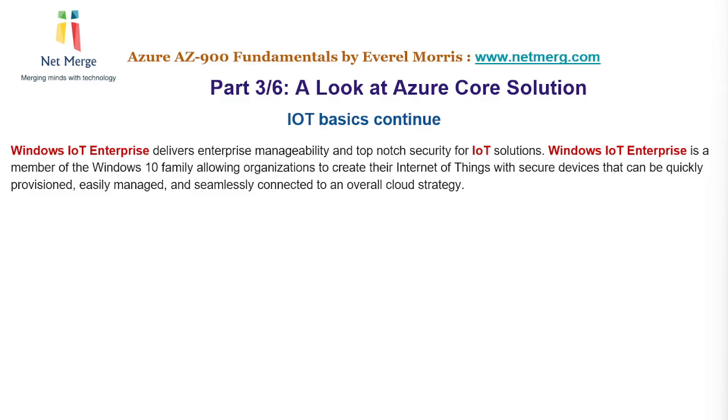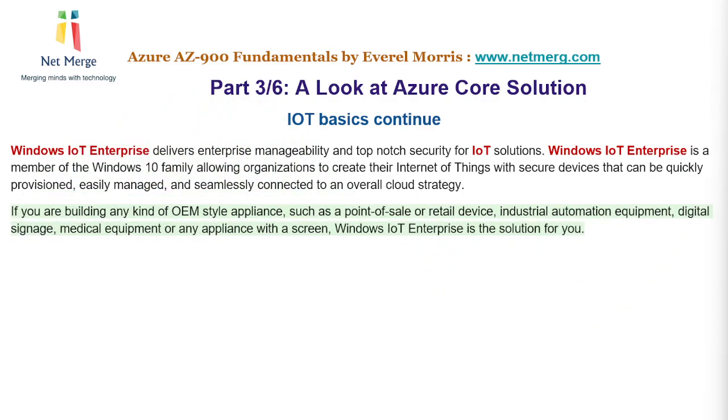So when we're talking about OEM devices, we're going to see how this plays into the overall picture of managing devices. Now, if you're building any kind of OEM style appliances, such as a point of sale, a retail device, industrial automation equipment, digital storage, digital signage, medical equipment, or any appliance with a screen, Windows IoT service is the solution for you. So it's telling you that you must have a screen in order for this to work for you. So that's a solution provided with Windows 10 IoT Enterprise Services.